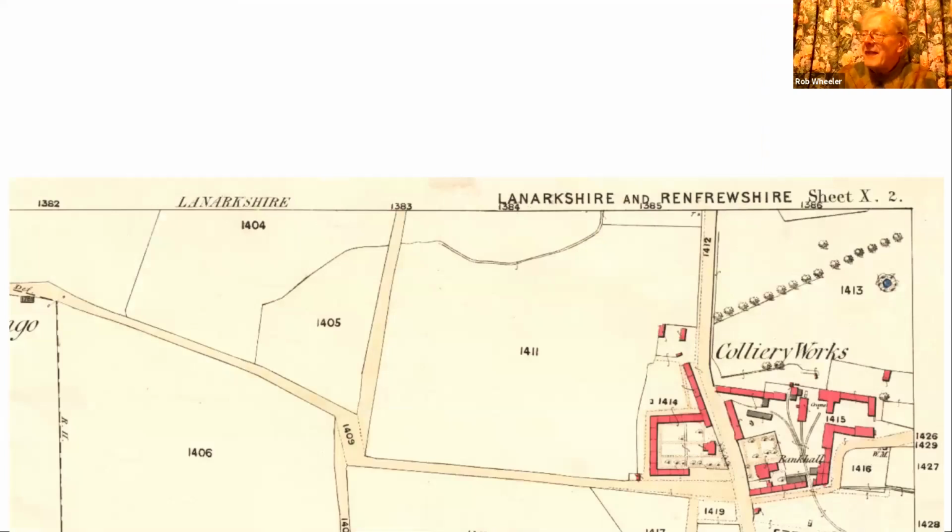So here we have a sheet limited to a single parish, but with portions in two different counties. The names of the counties appear in the upper margin so that one knows which is which. All very satisfactory. But because the sheet extends into two counties, it has been entitled Lanarkshire and Renfrewshire sheet 10.2.